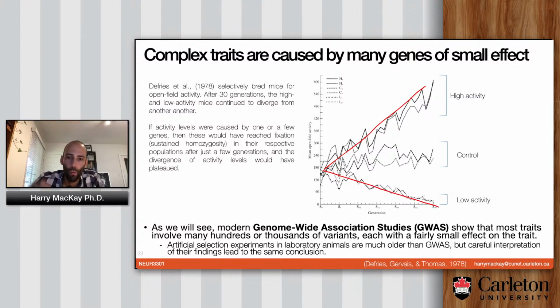Now, this leads to kind of an important inference, because if there was just one gene that controlled for all of the difference in activity, you would expect that after a couple of generations, every mouse would have this gene or have this allele, and then the difference would plateau. And the same, of course, would be happening on the low side. It would plateau, and you would never really see a change after that particular variant had reached fixation in the population, if it's just one variant.